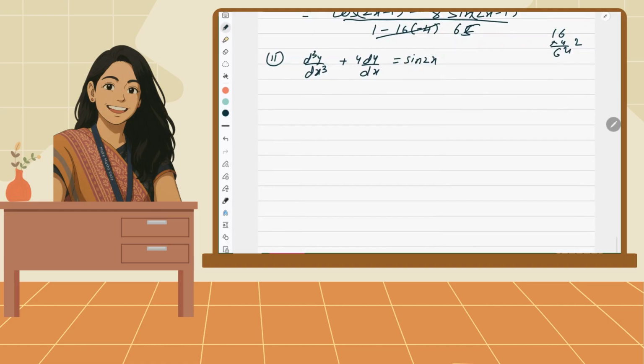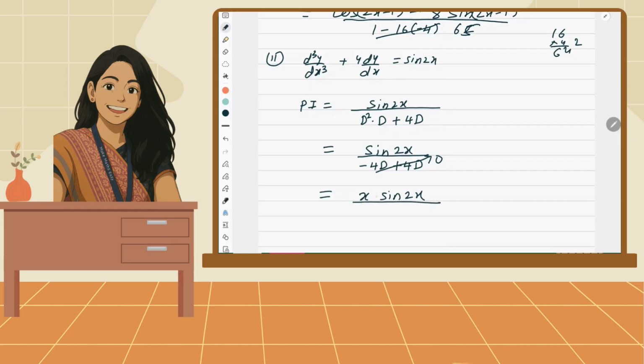Okay. Now this question, all of you look, PI is equal to sin 2x. I'll suggest all of you to pause the video and try to do this question yourself. Once you are done, again play the video and check whether you have done correct or not. Okay? Then only you will get the practice. Now put D square is equal to minus a square. So minus 4D plus 4D. So this became 0. The moment it became 0, multiply numerator by x and differentiate denominator.